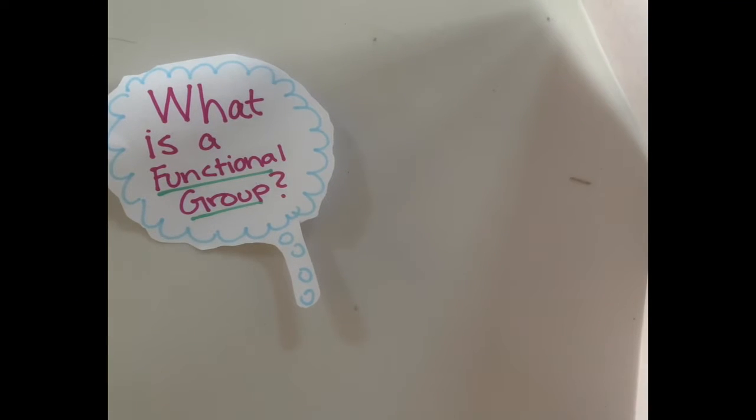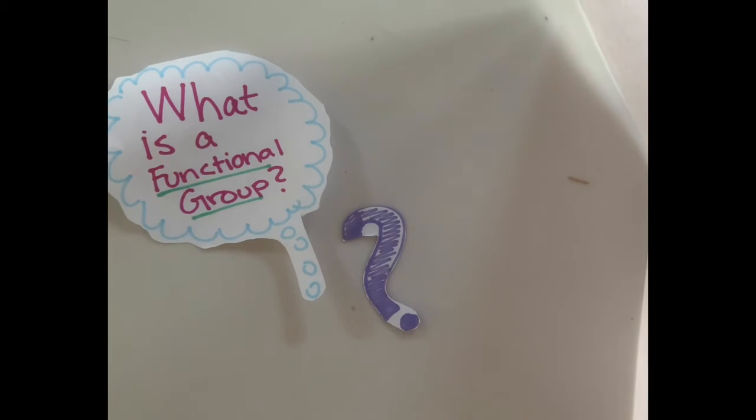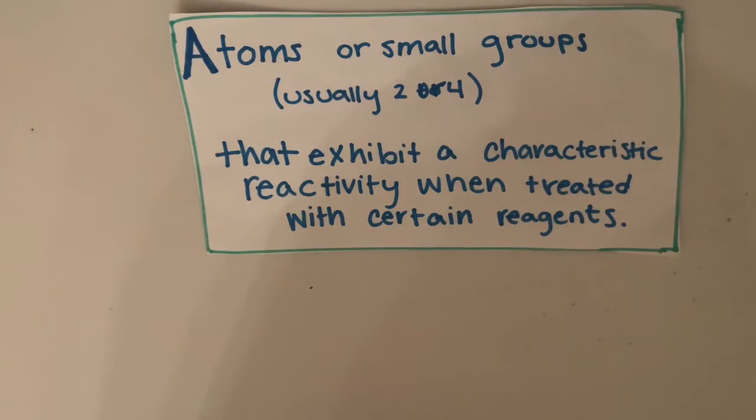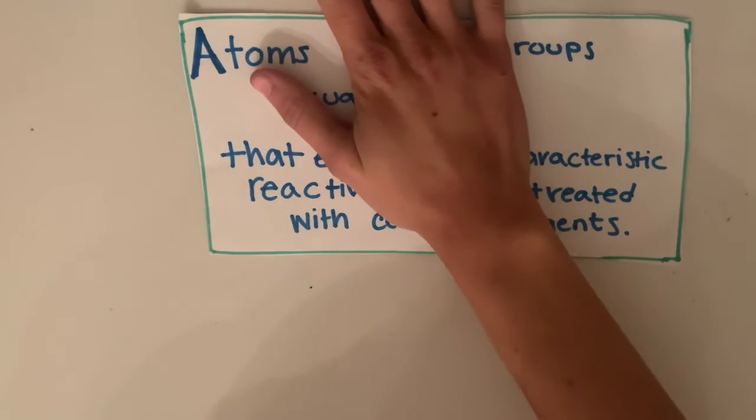Now, a lot of you may be asking, what is a functional group? What does it look like? What does it do? Well, today we're going to define a functional group as atoms or small groups, usually 2 or 4, that exhibit a characteristic reactivity when treated with certain reagents.